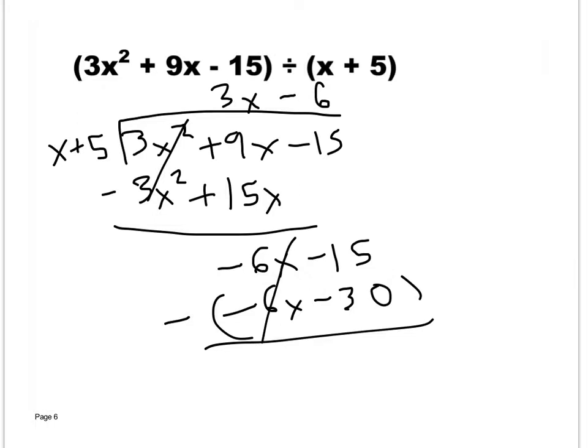Negative 15 minus negative 30 would give you what? Negative 15 plus 30 gives you positive 15. Is there anything I can do with that? No, I can't go any further. So I write that over x plus 5. And there's my answer.